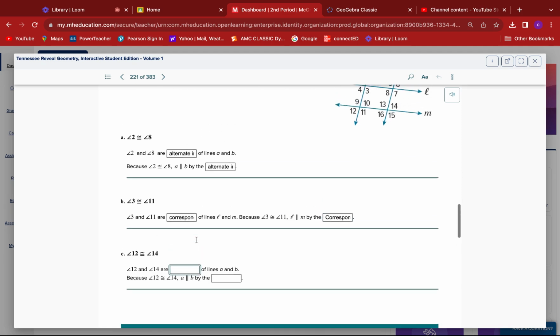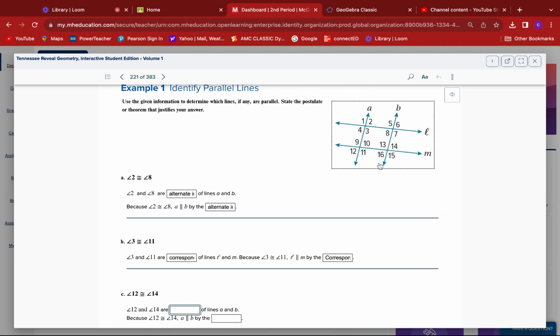All right, 12 and 14. Okay, here's 12. There's 14. Same thing I always ask: is there a line they're both on? And absolutely, they're both on M. 12 is at the corner of A and M. 14 is at the corner of B and M. They are both on M. That makes M the transversal.